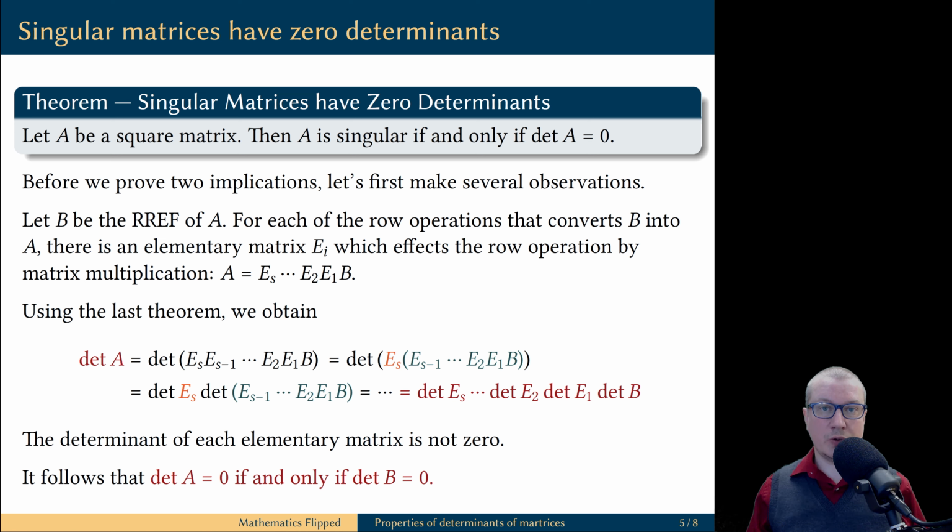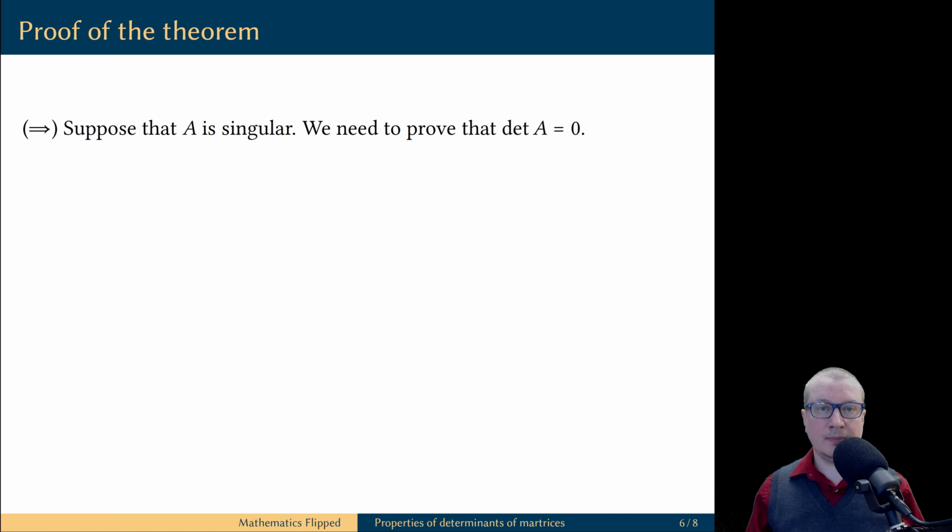Let's keep this in mind. The determinant of a square matrix A is equal to 0 if and only if the determinant of its reduced row echelon form B is equal to 0. We are not saying they have the same determinant. This is simply not true. But we are saying that they are 0 at the same time.